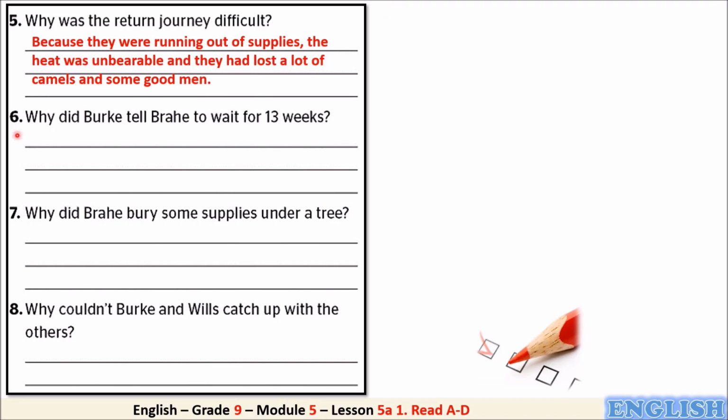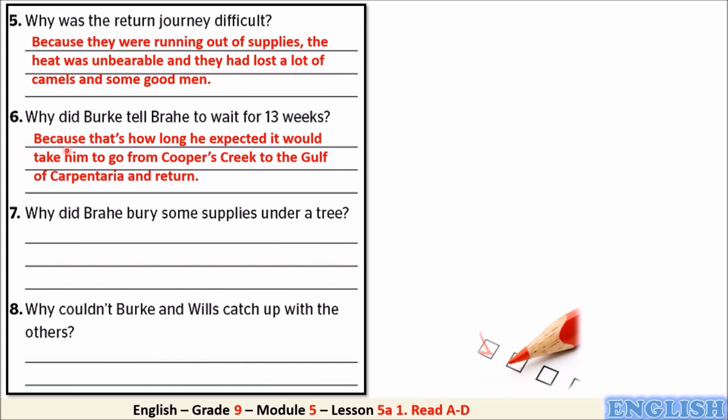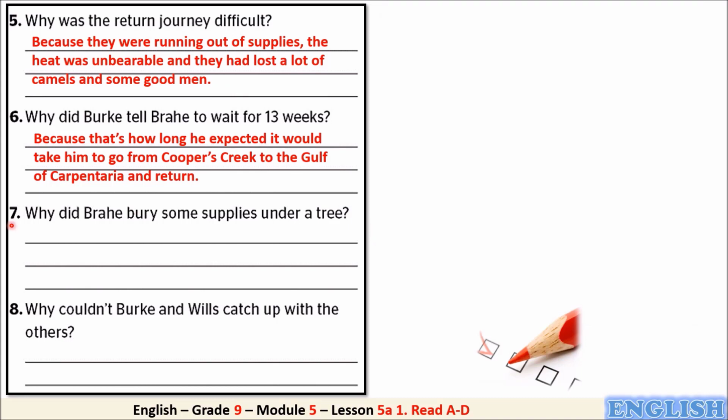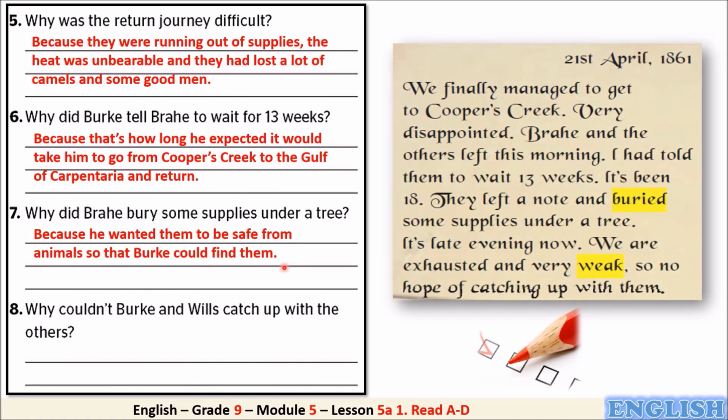Question number 6. Why did Burke tell Brahe to wait for 13 weeks? Excellent, my students. Because that's how long he expected it would take him to go from Cooper's Creek to the Gulf of Carpentaria and return. Can you find a clue in the text to justify this answer? That's right. It's here. Number 7. Why did Brahe bury some supplies under a tree? Very good, my students. Because he wanted them to be safe from animals, so that Burke could find them. Can you find a clue in the text to justify this answer? Excellent, my students. It's here in this part.